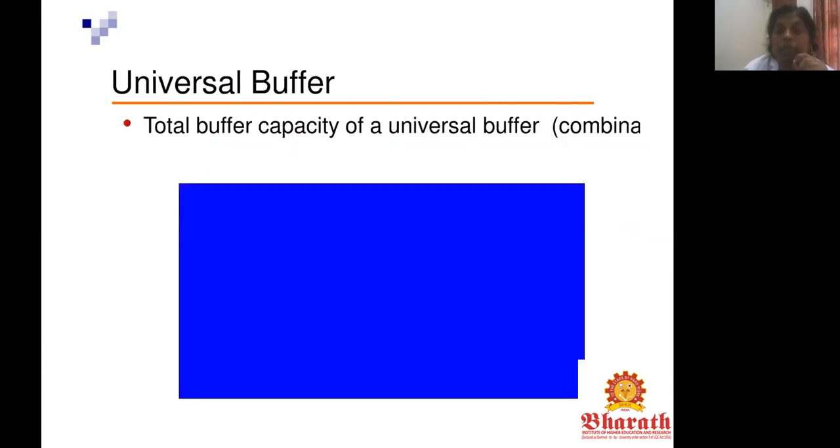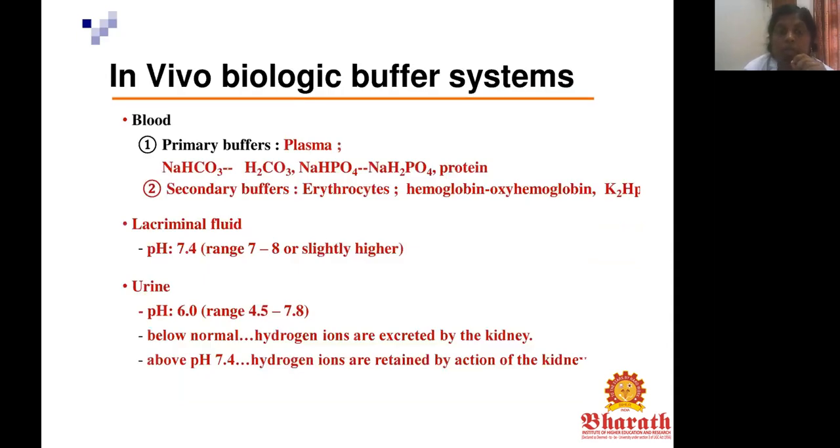So the total buffer capacity of the universal buffer is a combination of the acid and base. In vivo biological buffer systems: here the primary buffers and the secondary buffers are used in the blood. Primary buffers are used in the plasma. Secondary buffers are in erythrocytes, hemoglobin, oxyhemoglobin, etc.